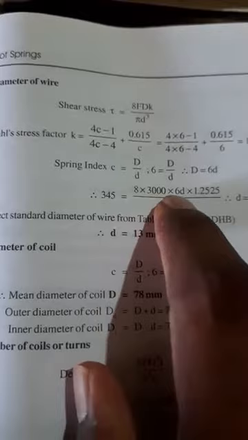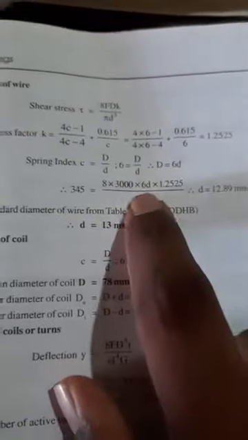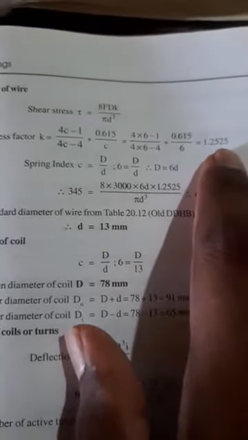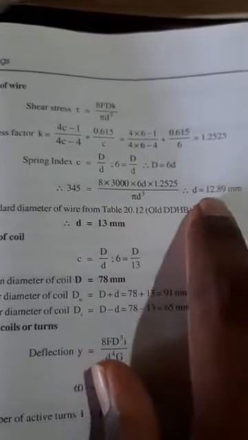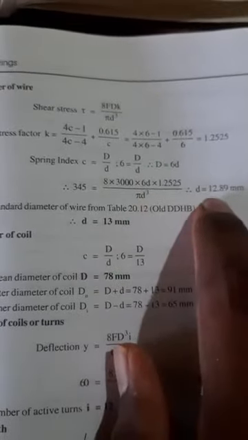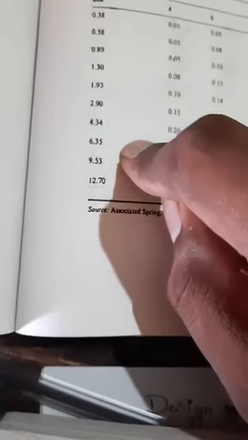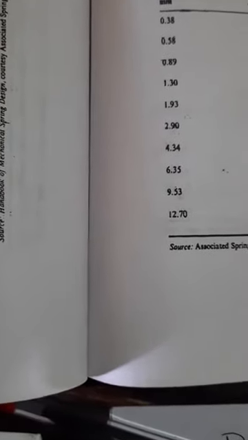Substitute in this formula the tau 345, 8, F is the axial load 3000, capital D is 6 times small d, K is just now 1.2525, pi d cube. So d is an unknown value, that is 12.89. So 12.89 from the standard wire diameters, the nearest value is 13.